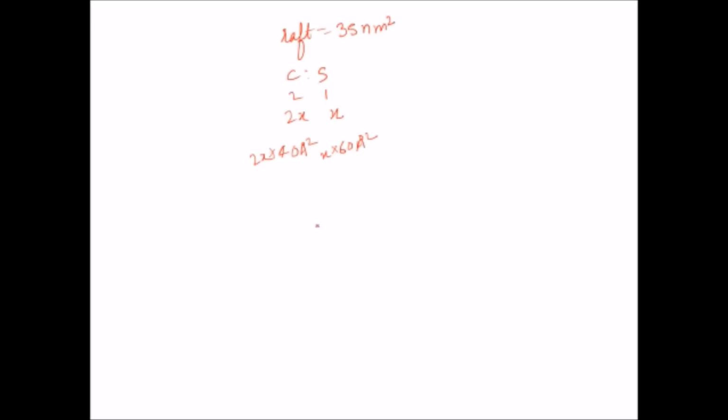But one thing is there: here the unit is in Angstrom square and here it is in nanometer square. So better convert it into Angstrom square, which will give 3500 Angstrom square. As it is square, I have multiplied by 100. So 2x times 40 Angstrom square plus x times 60 Angstrom square will equal 3500 Angstrom square.